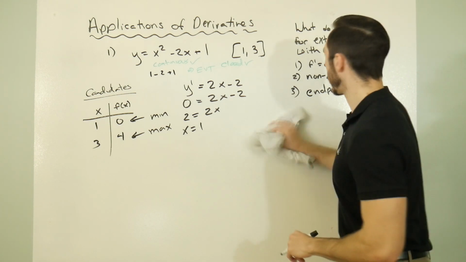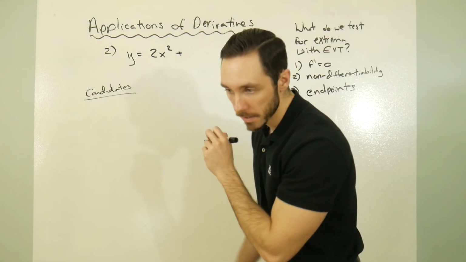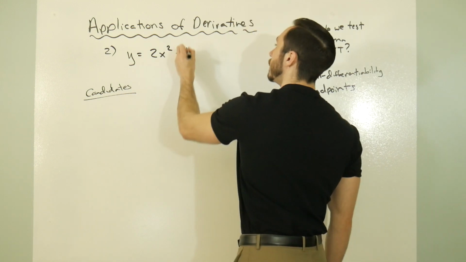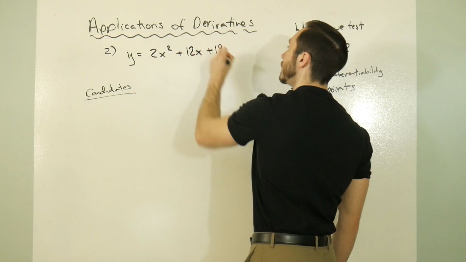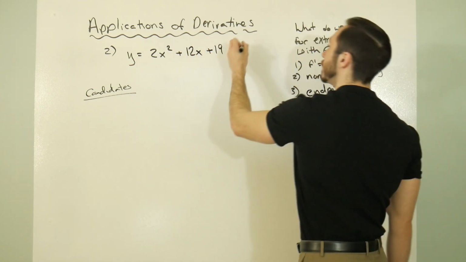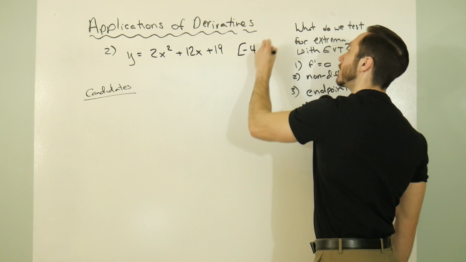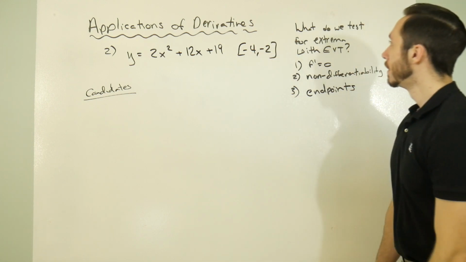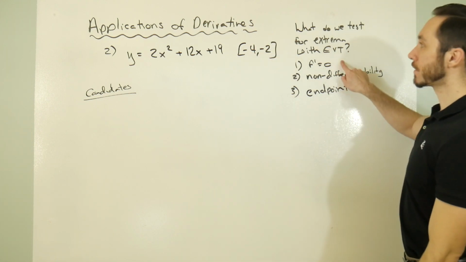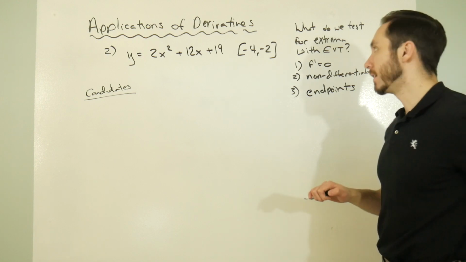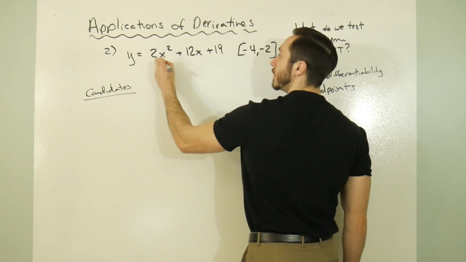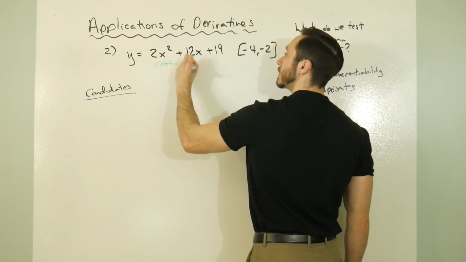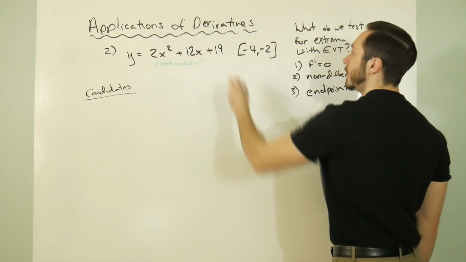So let's try another. 2x squared plus 12x plus 19. And this is going to be from -4 to -2. Okay, so set the derivative. Well, first off, we should see if EVT can be applied, similar to how we did in the last case. So this is in fact continuous. It's a parabola. It's continuous on all reals. And it is closed.